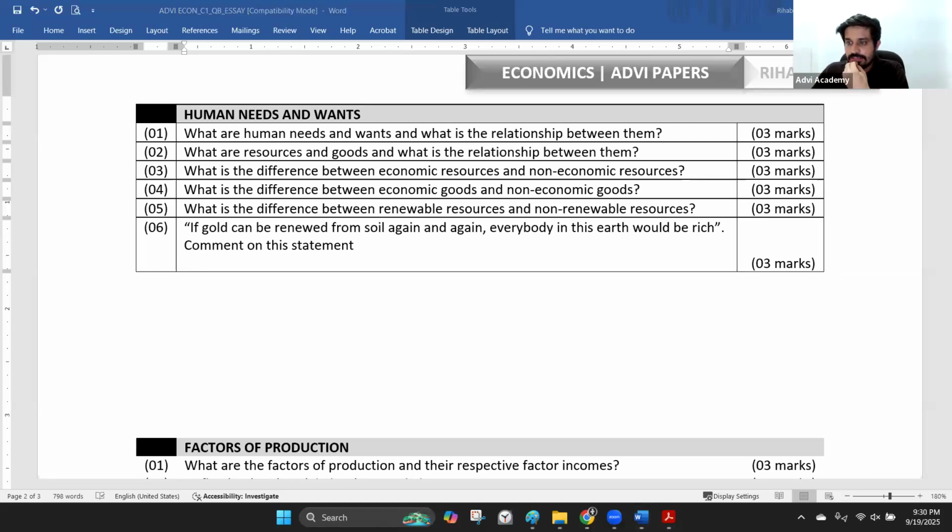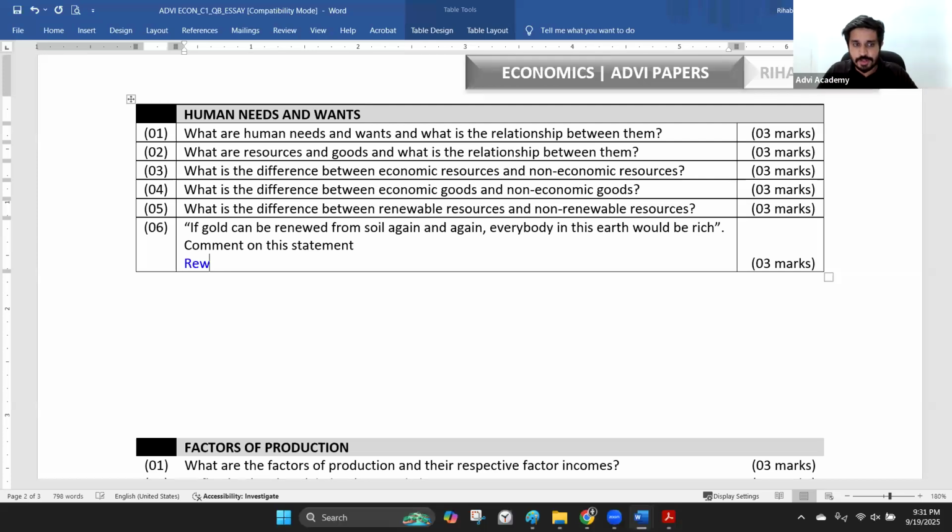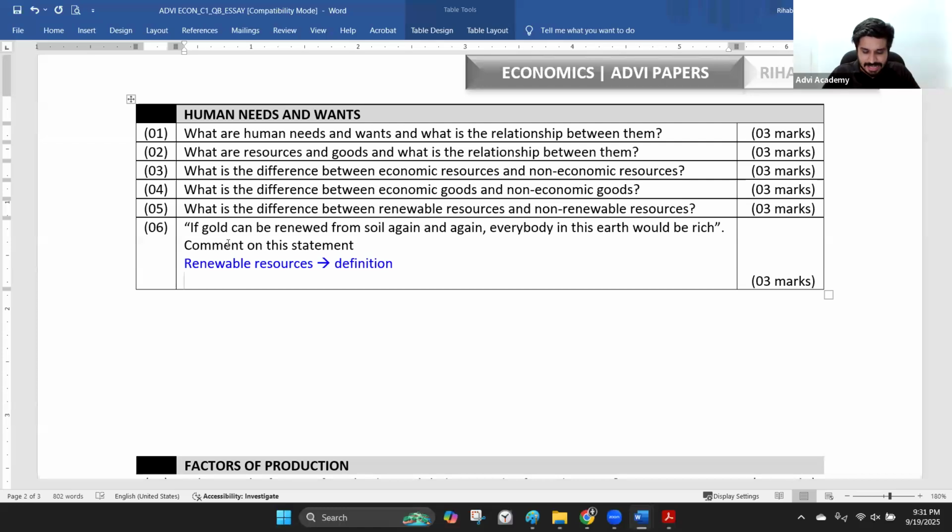What do you think? Good, very good. Quite a few answers have come. So the truth is, if gold can be renewed, you give the definition for renewable resources first. If it's a 3 mark or 4 mark or 5 mark question, always start off by giving the definition for renewable resources, and then you can say, if gold is renewed again and again, then what will be its value?